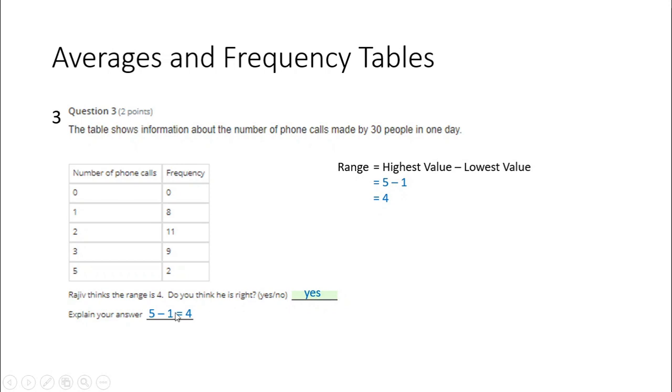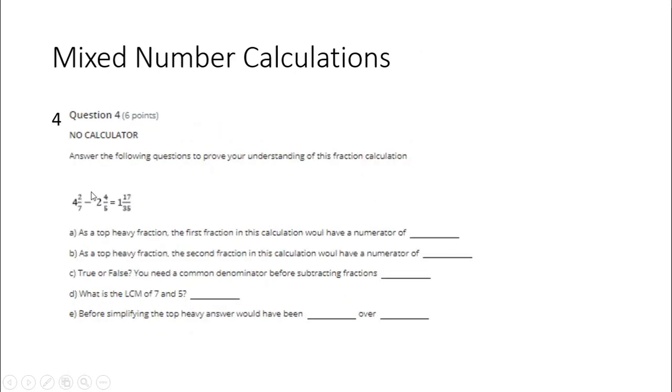Now, a lot of people put very long worded explanations, but I was looking for some reference to the 5 and the 1, or simply the fact that there was no 0. Okay.